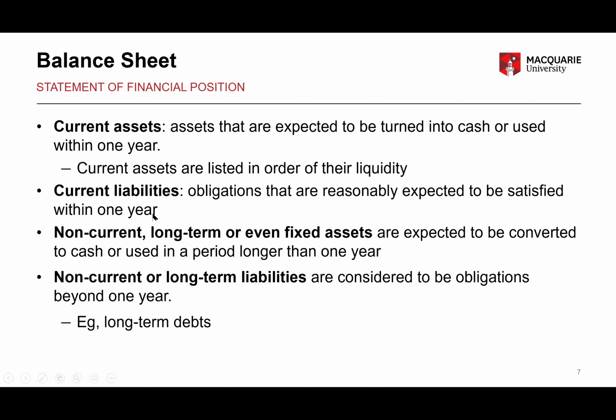When we think about current liabilities, and remember these are obligations to an external party. So if it's due within 1 year, we call it current. And then we think about non-current. So non-current or long-term assets or fixed assets are expected to be converted to cash in a period longer than 1 year. So this might include things like equipment or buildings. Okay, they're going to last for longer than a year. And non-current or long-term liabilities are obligations beyond 1 year. So this, for example, could be a bank loan.